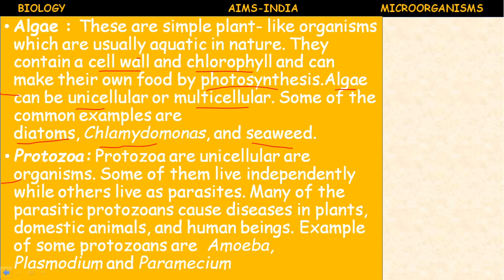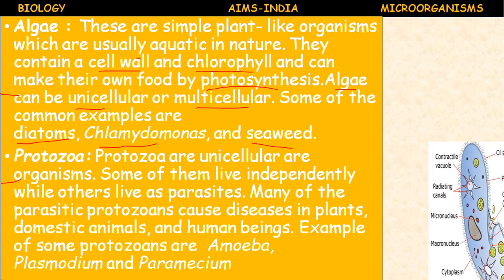So here, what are protozoans? Protozoans are unicellular organisms. Okay. They may live independently, or they may live as parasites and cause diseases in plants and animals also, parasitic protozoans. Okay, some of them live in fresh water, like amoeba, the simplest protozoan.